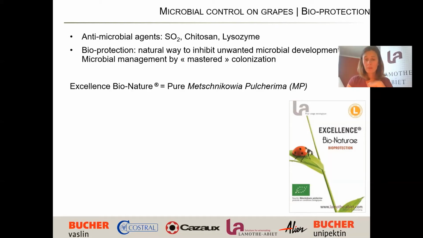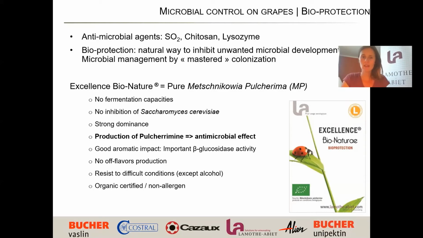So at Lamothe-Abiet, we chose to work with Metschnikowia pulcherrima. Not an easy one to say. We can call it MP, it will be easier. Or we also call it BioNature. Our strain is called Excellence BioNature, so I'm going to call it BioNature from now on.